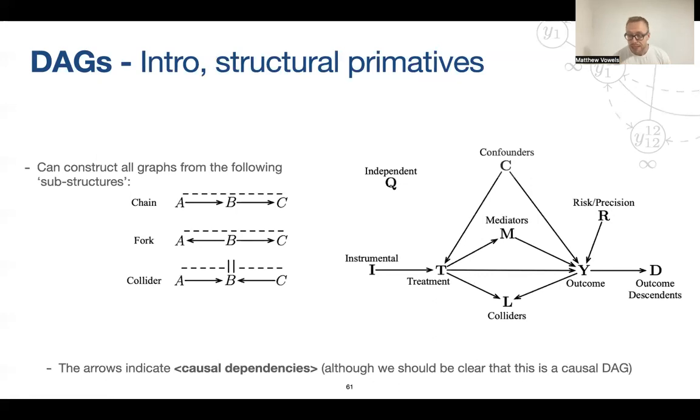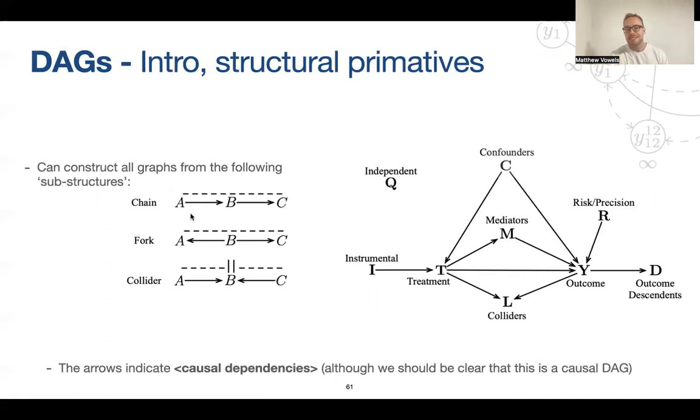As an introduction to directed acyclic graphs, I want to start off by describing the structural primitives. That is to say, you can construct any directed acyclic graph with these three substructures. That is a chain, which is A causes B causes C, or the other way around. A fork, where B is causing A and B is also causing C. And then a collider, where A and C are jointly causing B.